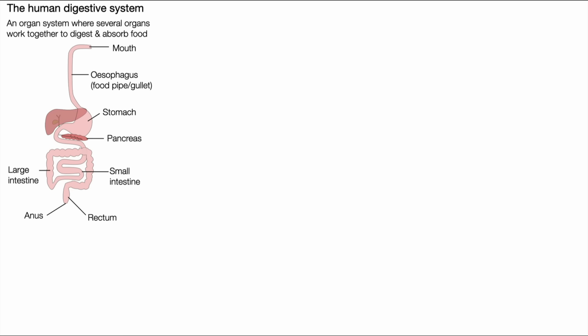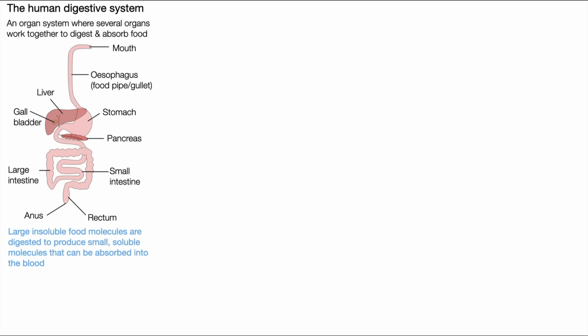from the body. We also have the liver, which is there, and just behind the liver there's a structure called the gallbladder, and we'll be looking at the function of those two shortly. In the digestive system, large insoluble food molecules are digested to produce small soluble molecules, and these can be absorbed into the blood. So that's the function of the digestive system.